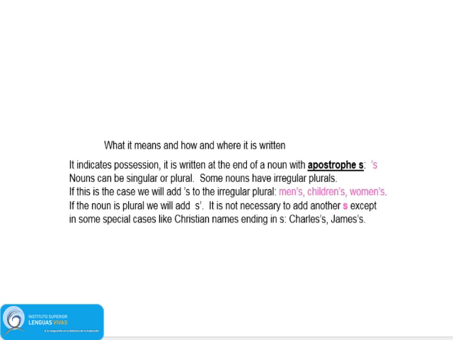It is not necessary, as I said before, to add the S if the word ends in an S, except you have Christian names that end in S, for example, Charles and James, and there you have an apostrophe and another S that is added. Yes, the pronunciation is more or less the same. It doesn't vary very much.